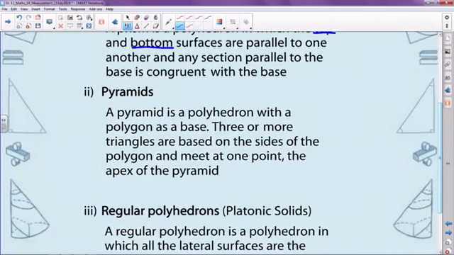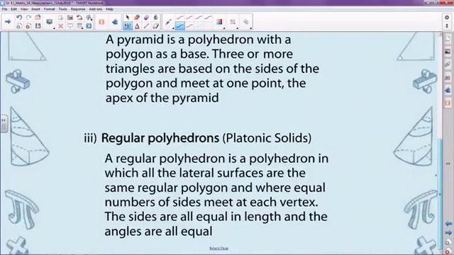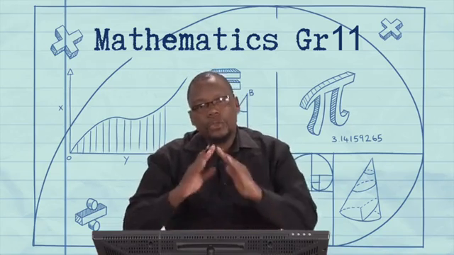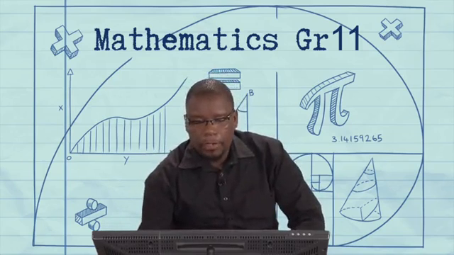And then with your pyramids, a pyramid is a polyhedron with a polygon as a base, and then 3 or more triangles are based on the sides of the polygon and meet at one point, the apex of the pyramid. And then a regular polyhedron, which is your platonic solids, is one in which all the lateral surfaces are the same regular polygons, and where equal numbers of sides meet at each vertex, the sides are all equal in length and the angles are all equal, right? And then we're also going to look at it when we're doing it more practical, okay?